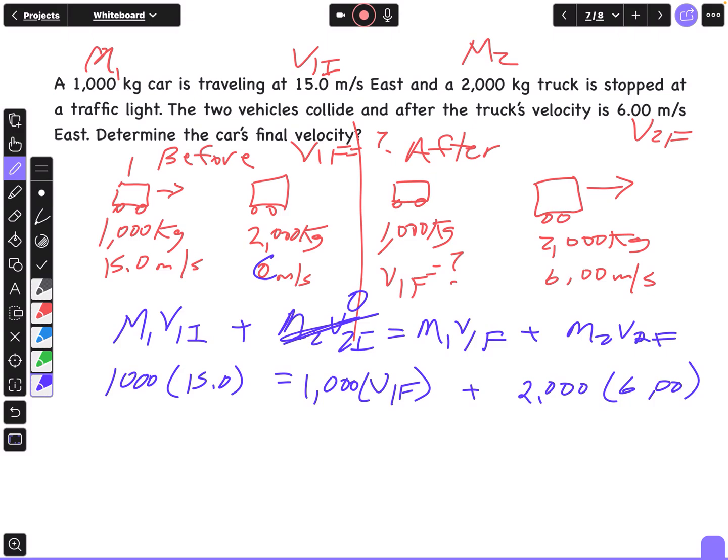And we can shorten this up. That's going to become 15,000 equals 1,000 V1F plus 2 times 6. 2,000 times 6 is going to end up being 12,000.